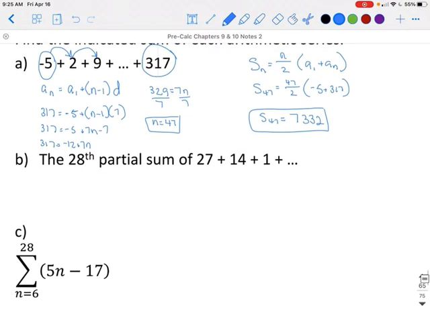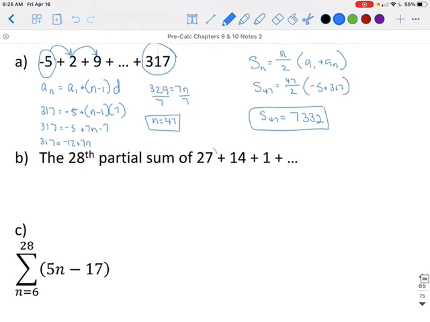Now we need to find the 28th partial sum. So we do know our first term. We can find our common difference. So we are subtracting 13 here, or we're adding a negative 13 to get to here. We know it's the 28th term, but we don't know what that last term is. So we're going to use the other formula this time. We're going to do s sub n is equal to n over 2 times 2 times a sub 1 plus n minus 1 times the common difference.